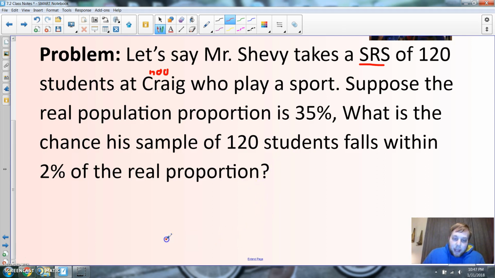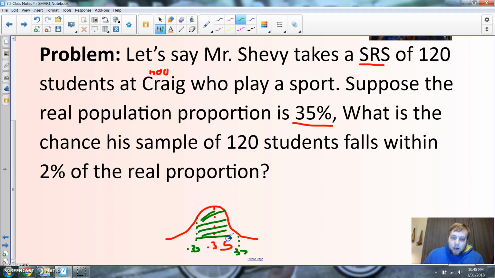But here's basically what's going to happen. I'm going to draw a normal curve, as normal as I can do. The center should be at 0.35, because that's what it says. The real proportion is that. Now, I want to know within 2%, so I want to know what are the chances I get within 0.33 and 0.37. So what are the chances I get in there?